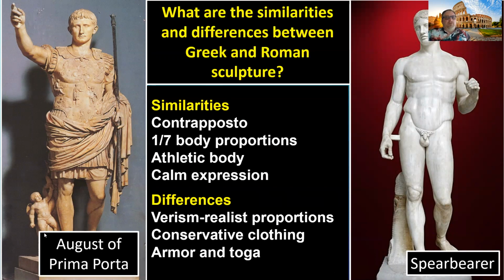Similarities and differences, as we look across here, you'll note they both have contrapposto, both have 1/7 body proportions for the head versus the body. They both have an athletic body, both have calm expressions. The differences, in the left one, the Augustus of Prima Porta, verism. We have realistic proportions, particularly in the face, that's what Augustus actually would have looked like as the emperor. He has much more conservative clothing, and Jesus grows up and is born in the Roman Empire. That's why Jesus is always clothed versus seen as nude, as would have happened if he was born during the Greek Empire. And he's wearing both armor and a toga as a sign of imperial propaganda.